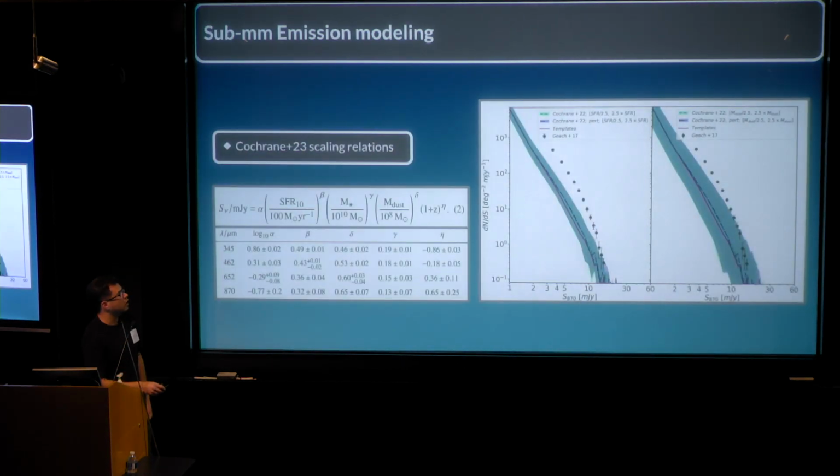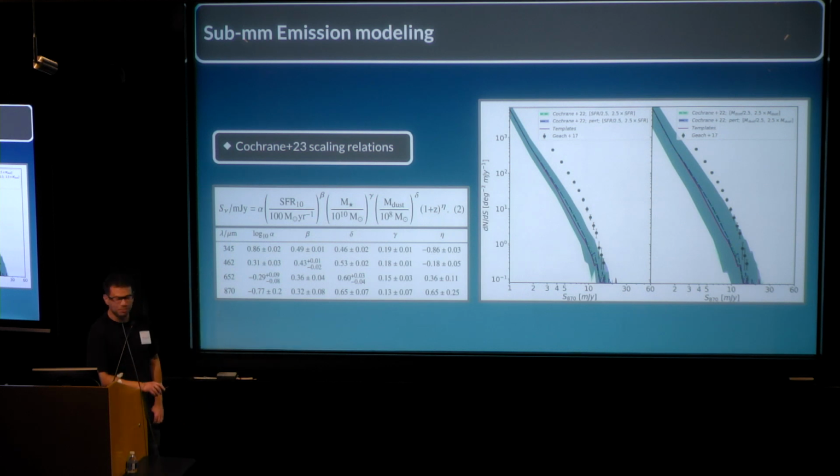So to incorporate submillimeter emission in the mocks, we use the Lagos-Cochrane scaling relation, with which we can obtain the submillimeter flux density from the global properties of the galaxies. In this case, they are star formation rate, stellar mass, dust mass, and redshift. And I'm not proud of this plot.